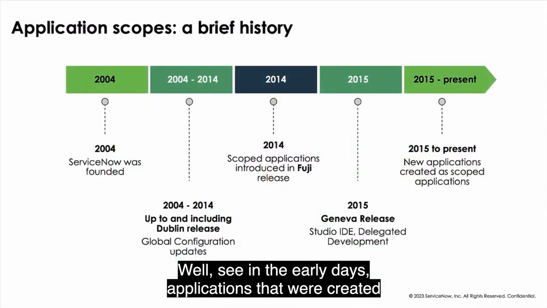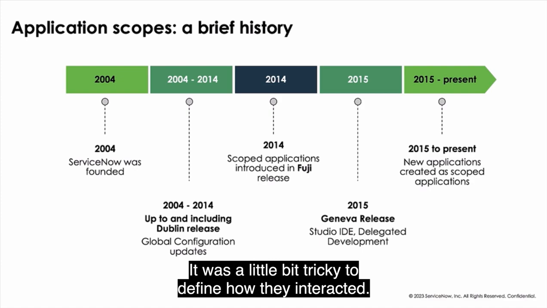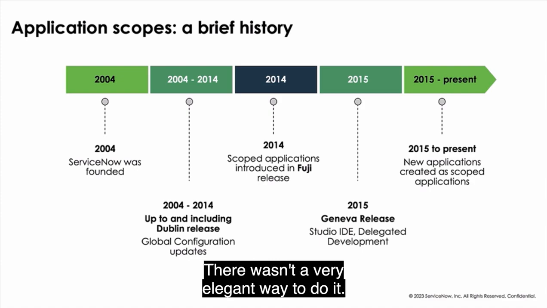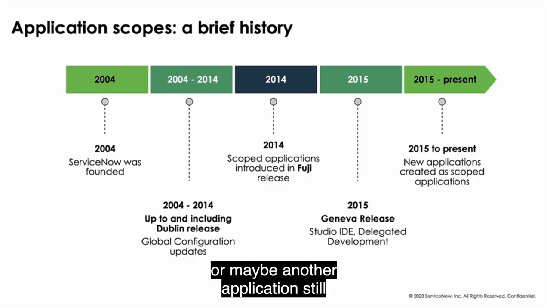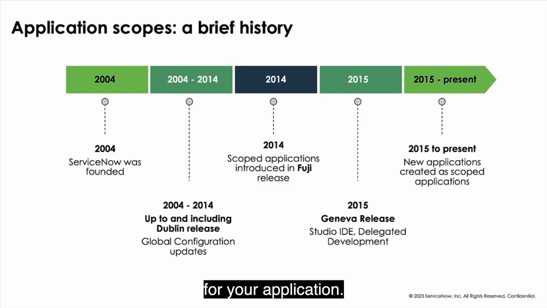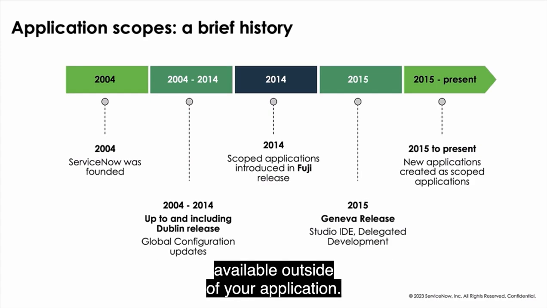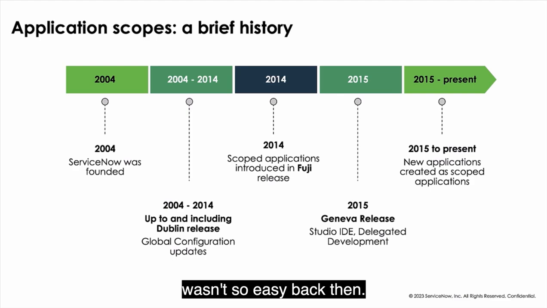Well, see, in the early days, applications that were created were kind of like these different dishes piled onto our buffet plate. It was a little bit tricky to define how they interacted. There wasn't a very elegant way to do it. And so you might have a script written for one application, somehow messing with the records in another application's table, or maybe another application still might be calling some JavaScript that you had written especially for your application. You didn't really intend for it to be available outside of your application. Setting up this kind of segmentation and delineation wasn't so easy back then.